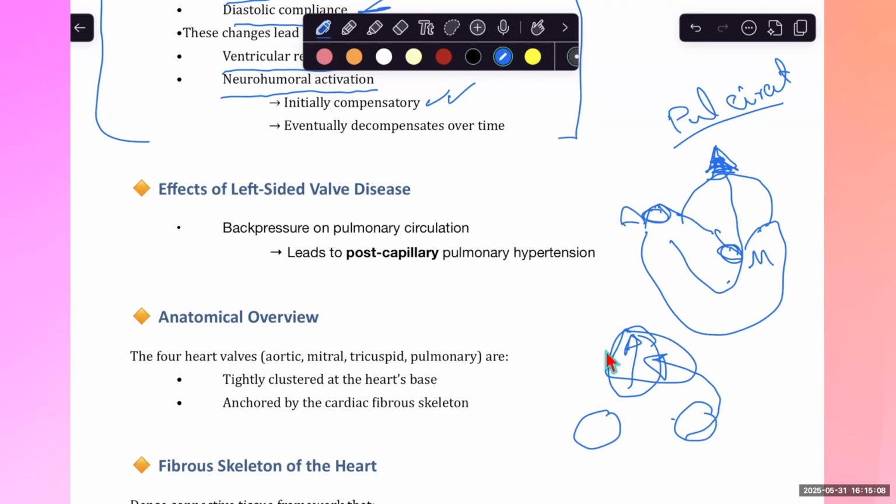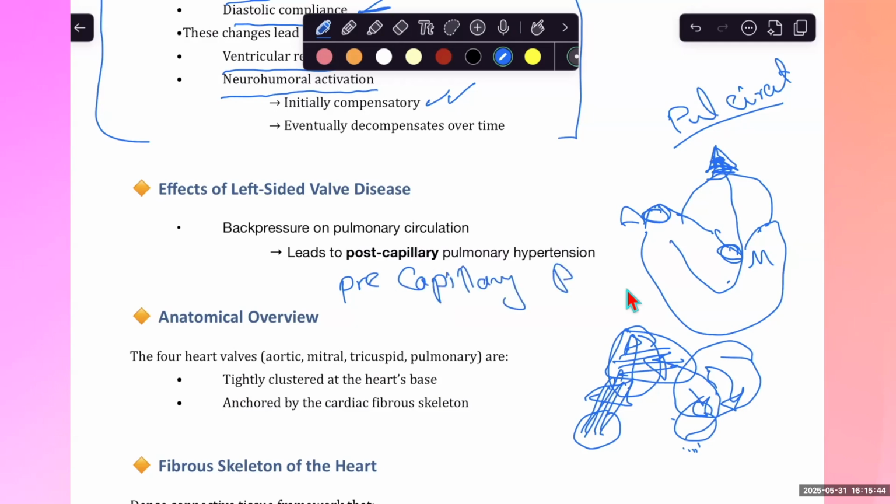Also something very fundamental I want you to understand: when we say pulmonary hypertension, we have two types, either post-capillary or pre-capillary. If the problem is from the left side, and this is the pulmonary capillary, usually the problem is here, after the capillary. So we call it post-capillary pulmonary hypertension. If it is related to an RV problem, it is before the pulmonary capillary, so we call it pre-capillary pulmonary hypertension.